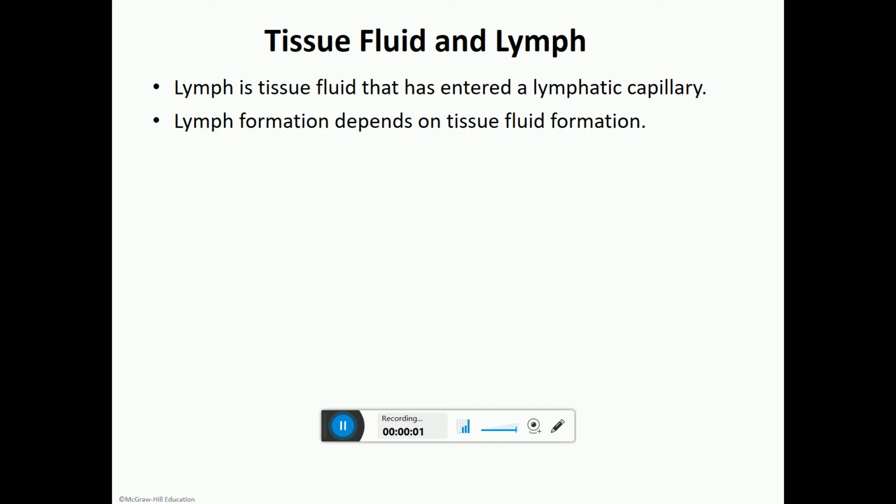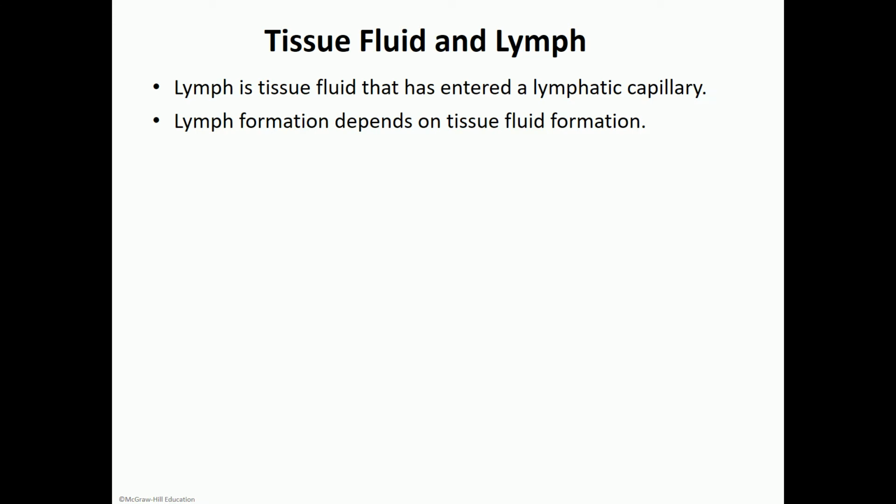Now in this part, we are going to talk about tissue fluid and how that becomes lymph, and then we are going to talk about the different lymphatic organs. So what is tissue fluid? Tissue fluid is the interstitial fluid, which means the fluid in between cells.